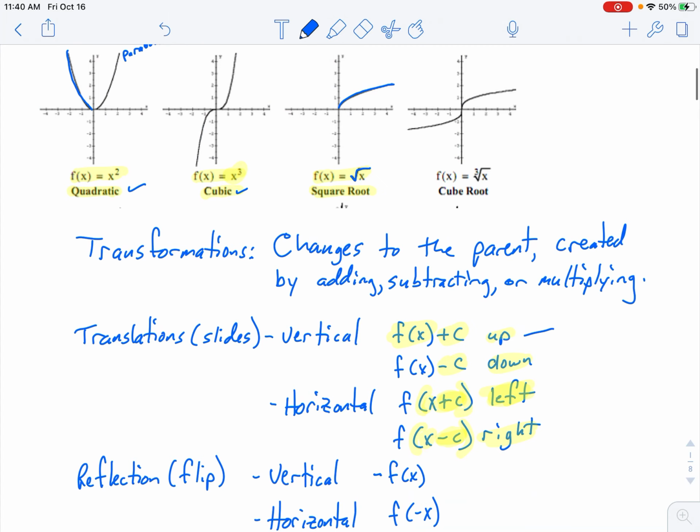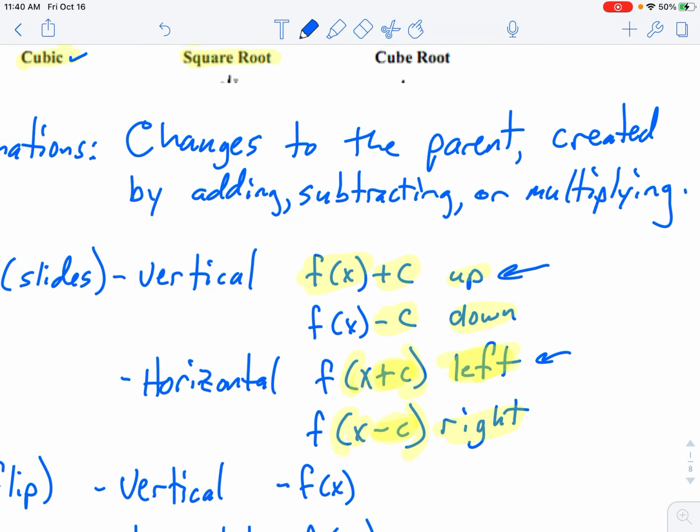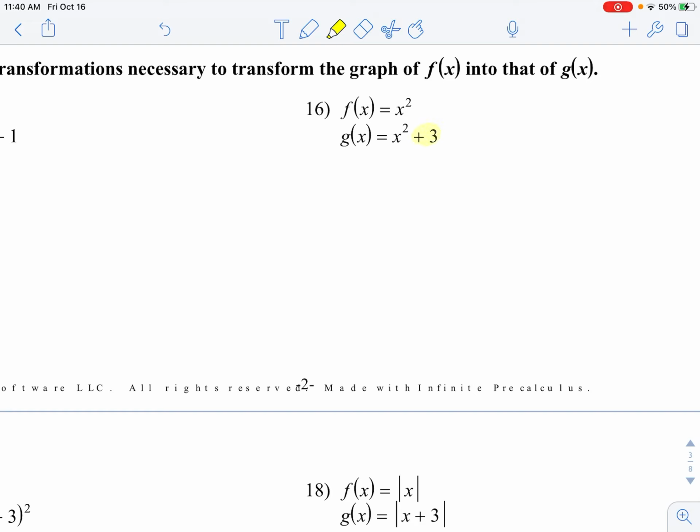So this has a plus, this has a plus. Which one of those looks like number 16? So you got to ask yourself, is this plus 3 inside the function, like just happening to the x, or is it outside the function? Keep in mind the function is square, x squared. This is what we would call outside the function. Inside would look like that. So we are adding a number outside the function.